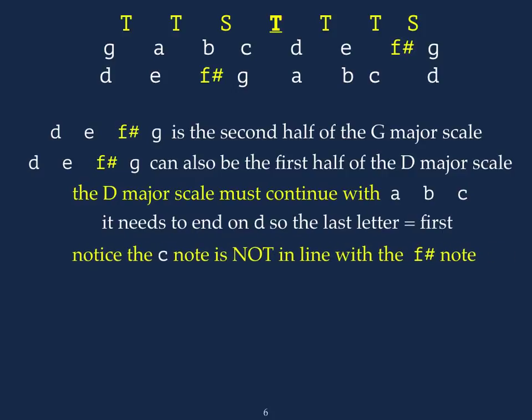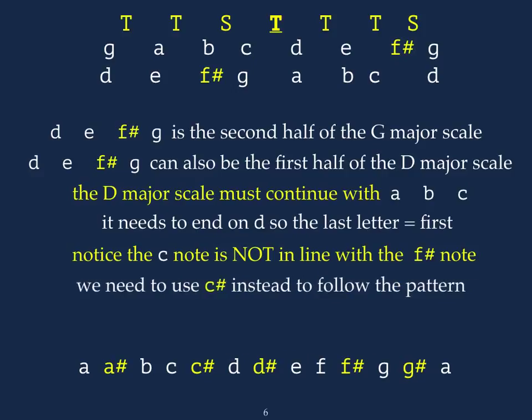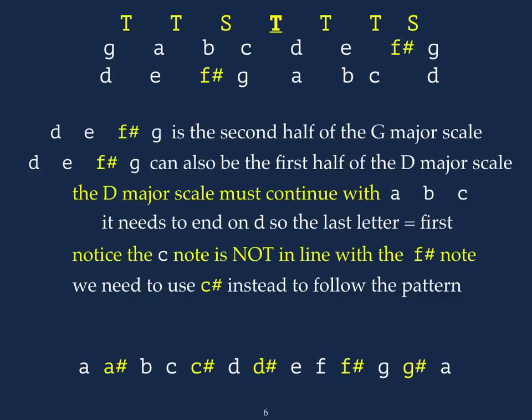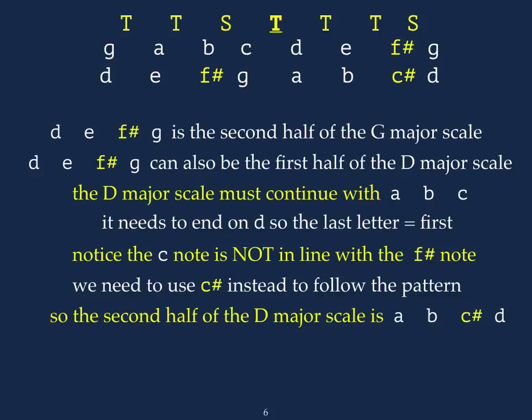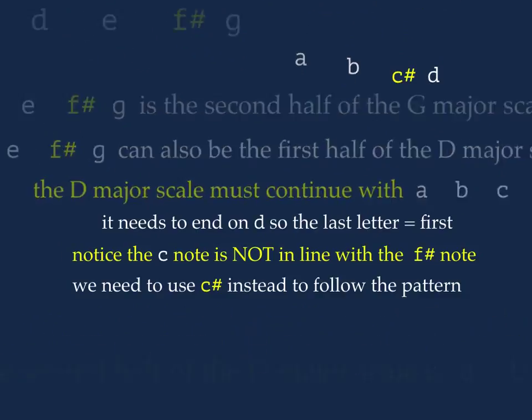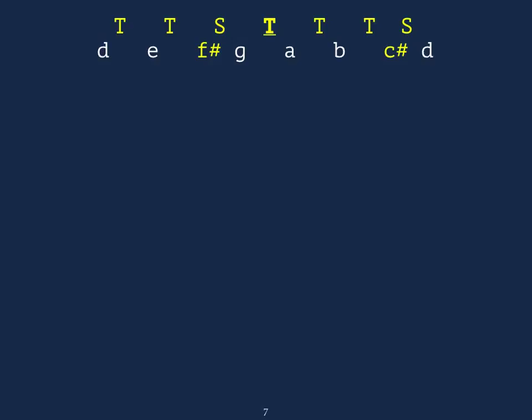Notice the C note is not in line with the F sharp note. Let's take a look at our 12 notes. We need to be moving from B a whole tone, so C is only a semitone. We need to use C sharp instead to follow the pattern. Take a look at the top. C sharp fits underneath F sharp. We don't need C. And now C sharp to D gives us the semitone at the end. So the second half of the D major scale is A, B, C sharp, D. So there we have the whole of the D major scale.